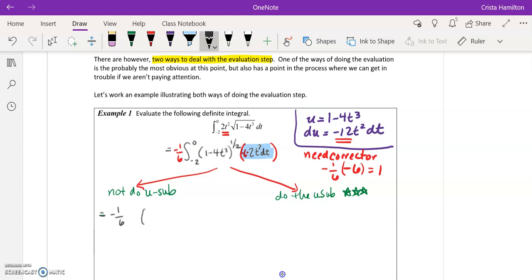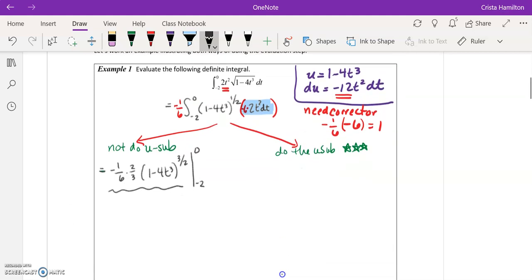So I know that I'm going to take that stuff, add 1 to my power and then divide by that over here. And it's a definite integral, and we're evaluating that from -2 to 0. So we find that antiderivative. But notice that in this method, everything is still in terms of t.